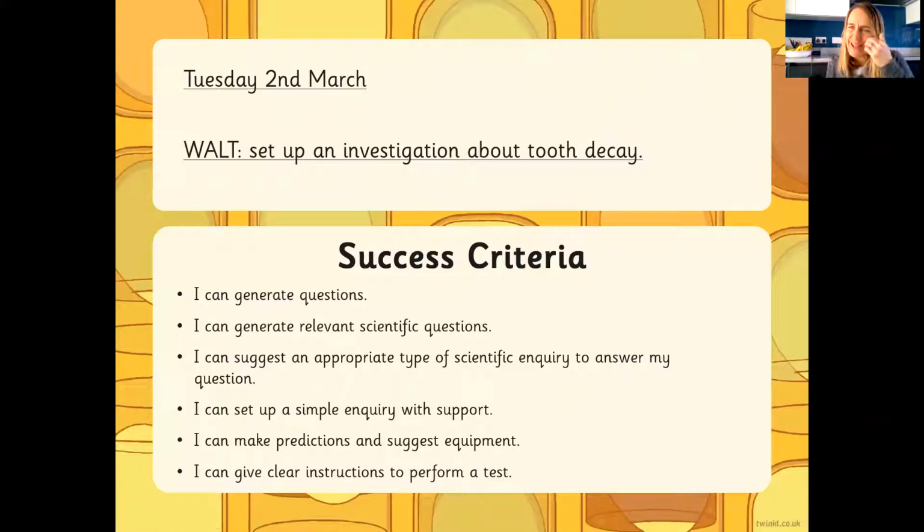Good morning, everybody. We are doing our science lesson today. It is Tuesday, the 2nd of March, and our WALT is to set up an investigation about tooth decay.